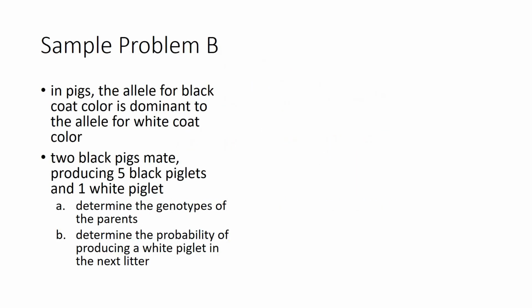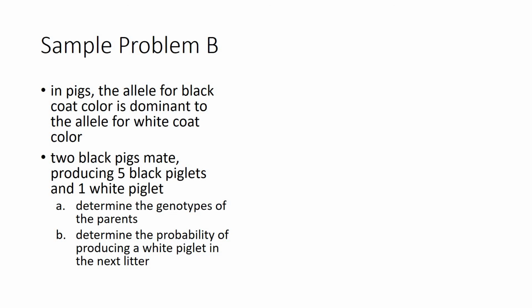All right, second sample problem. This one requires a little bit of logic, but let's take a look at this. In pigs, the allele for black coat color is dominant to the allele for white coat color. 2 pigs mate, producing 5 black piglets and 1 white piglet. We're going to determine the genotypes of parents and the probability of producing a white piglet in the next litter.